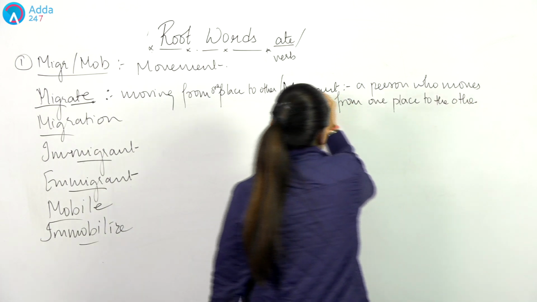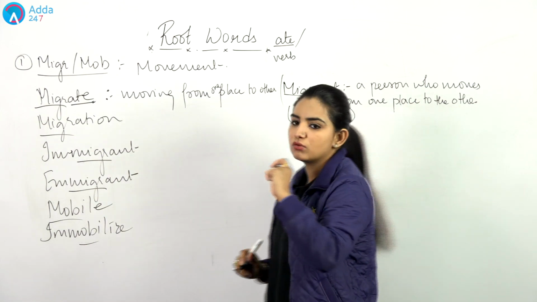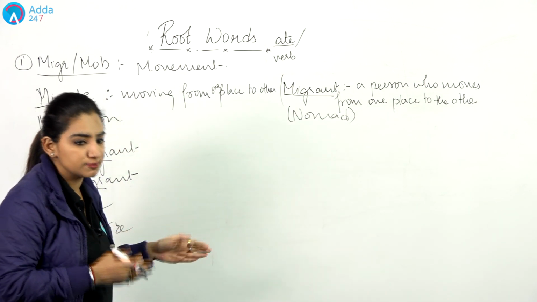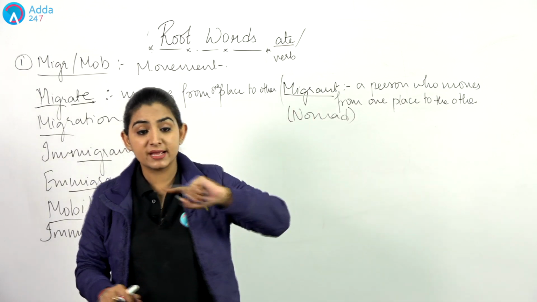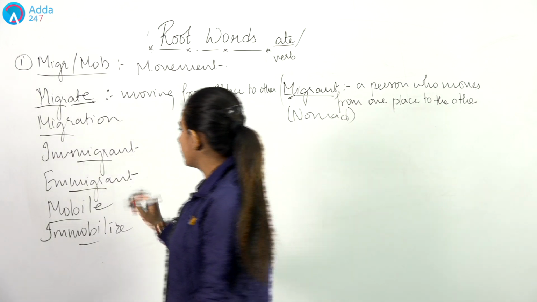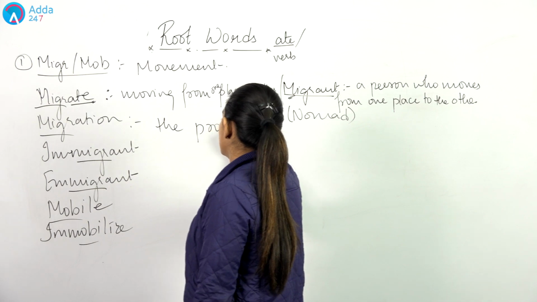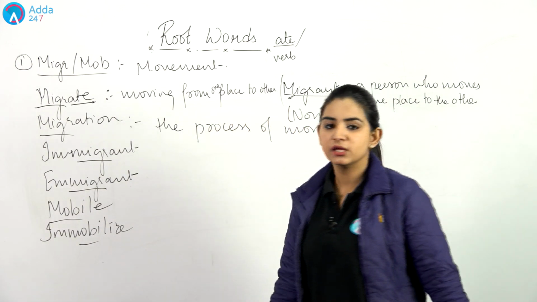So in short, you can call migrant a nomad. Nomad in Hindi you call Banjaras, right? So migrant is a person who keeps on moving from one place to the other. That is migrant, that is nomad. Migrate is a verb that a migrant does. Then we have migration. Migration, what does this mean? The process of moving from one place to the other.